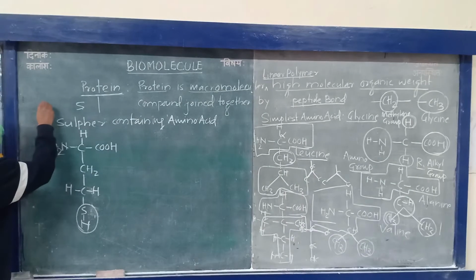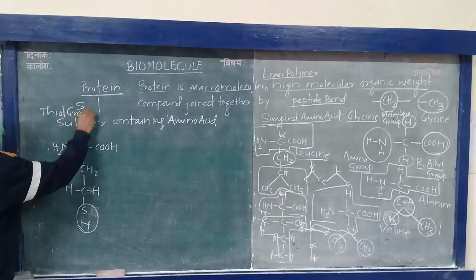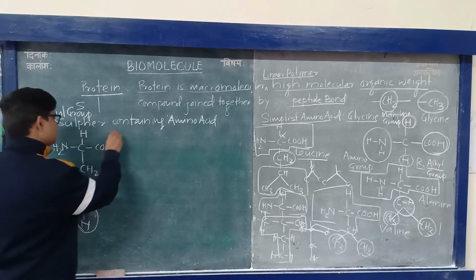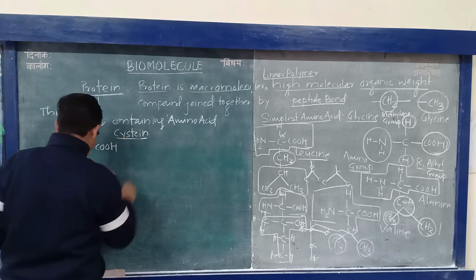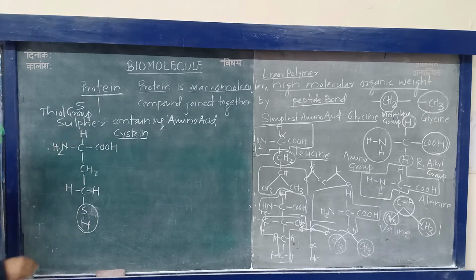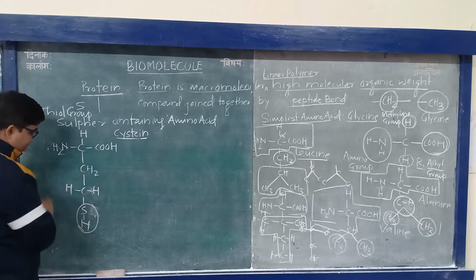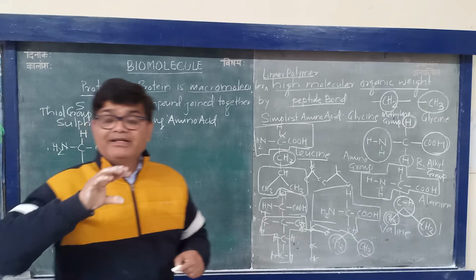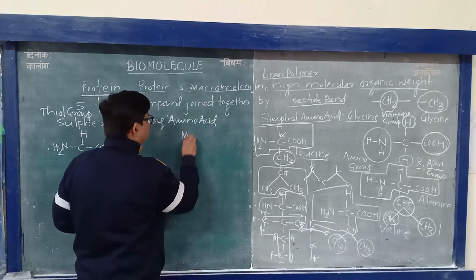So that is the SH group, you can say it is the thiol group. So the particular amino acid, cysteine, is a sulfur containing amino acid. How many carbons are there? 1, 2, 3 and 4. Then the other amino acid that contains sulfur is methionine.